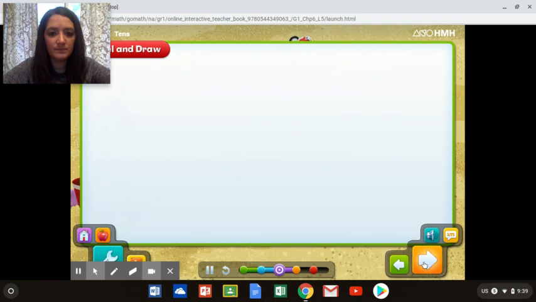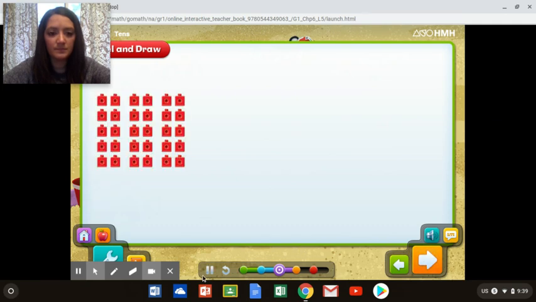You can group ones to make tens. You can group ones to make more than 1 ten. So right here, they're all individual. They're all equal to 1. So instead of sitting here and counting every single one, we're going to group them into a group of 10. Here's how. Each cube represents 1. There are 30 ones. Let's group the cubes and make tens.